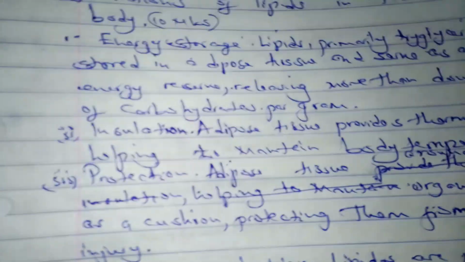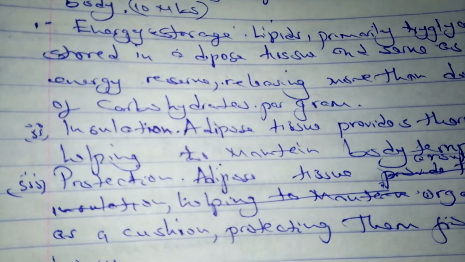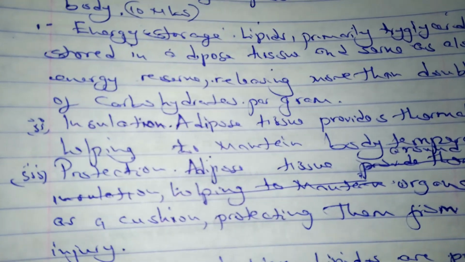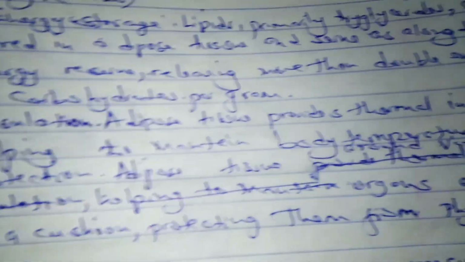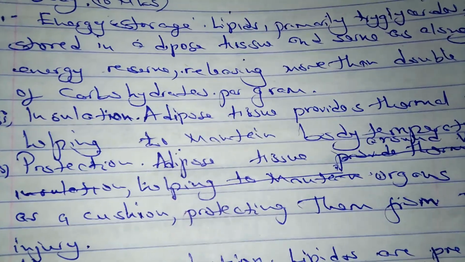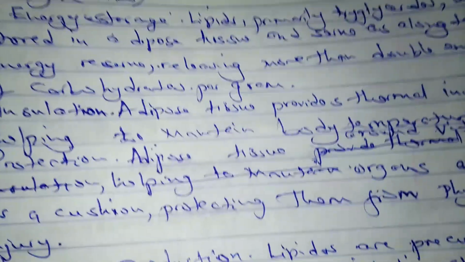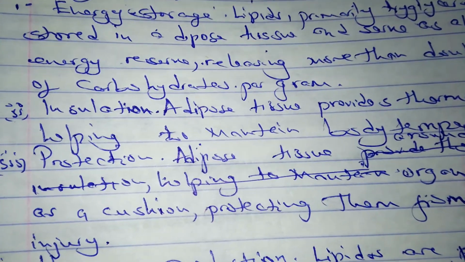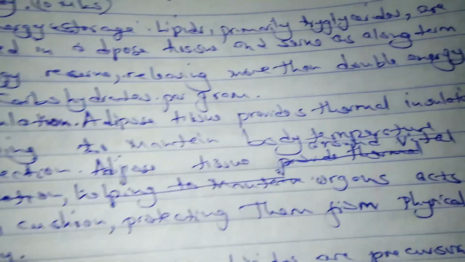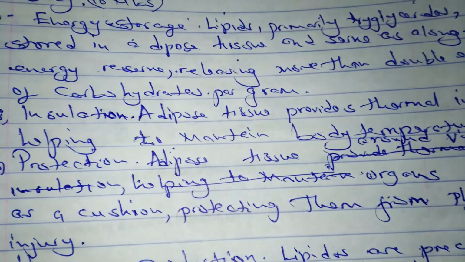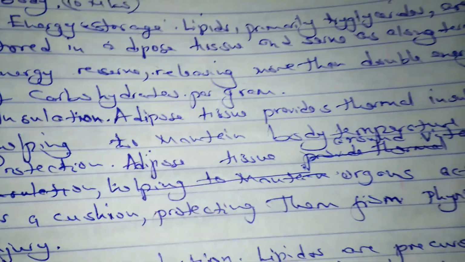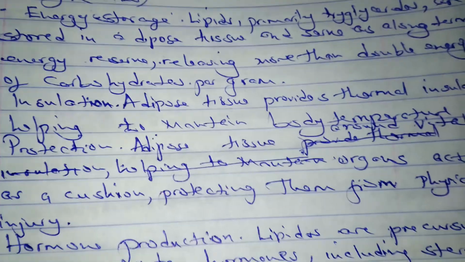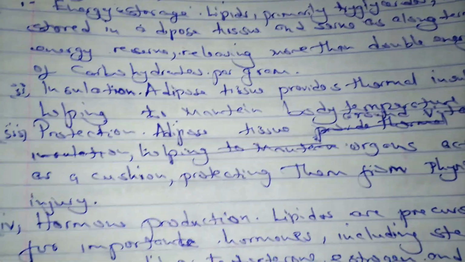And also, it acts as a very good insulator. Adipose tissue provides thermal insulation, helping to maintain body temperature. And then also protection. Adipose tissue around vital organs acts as a cushion, protecting them from physical injury.